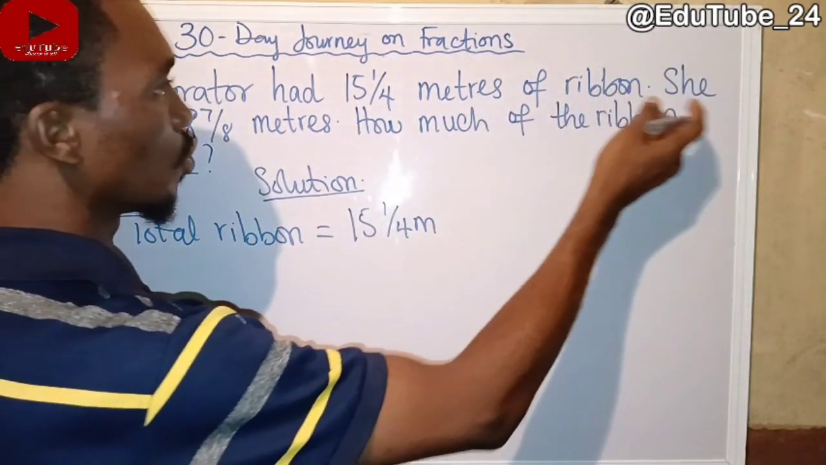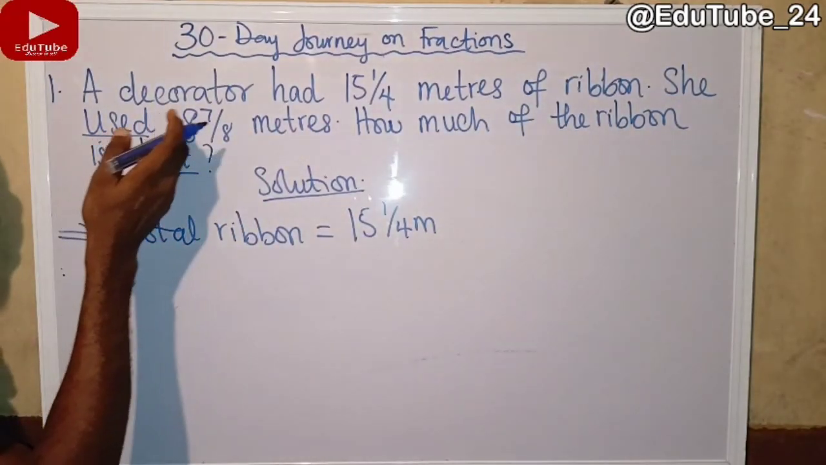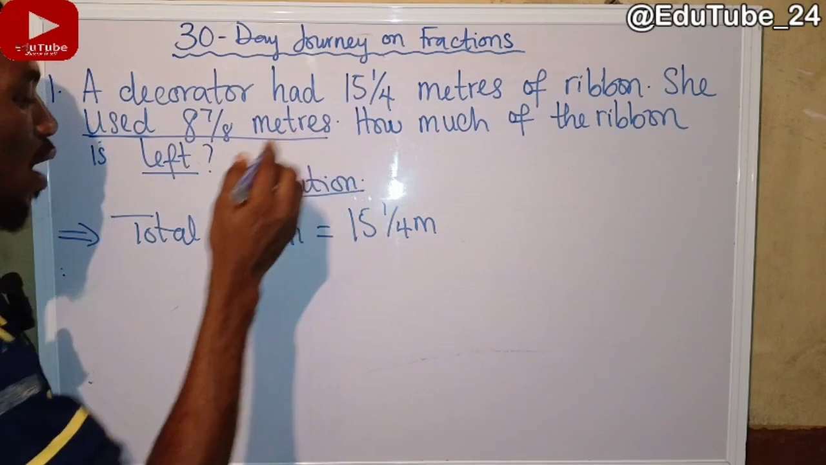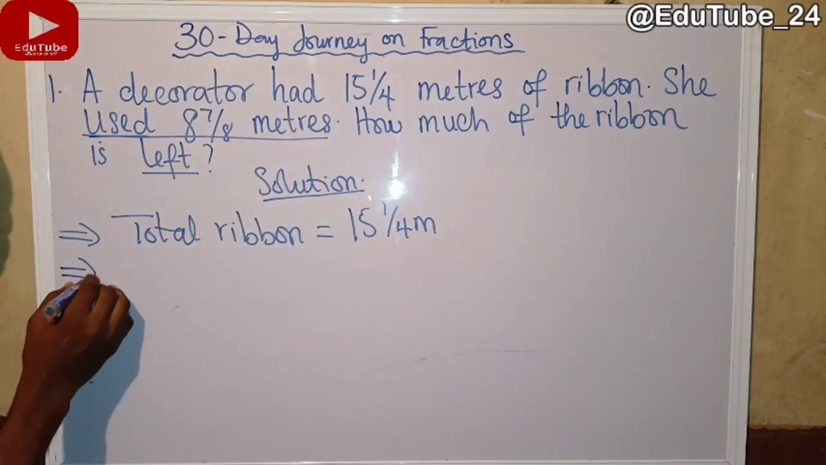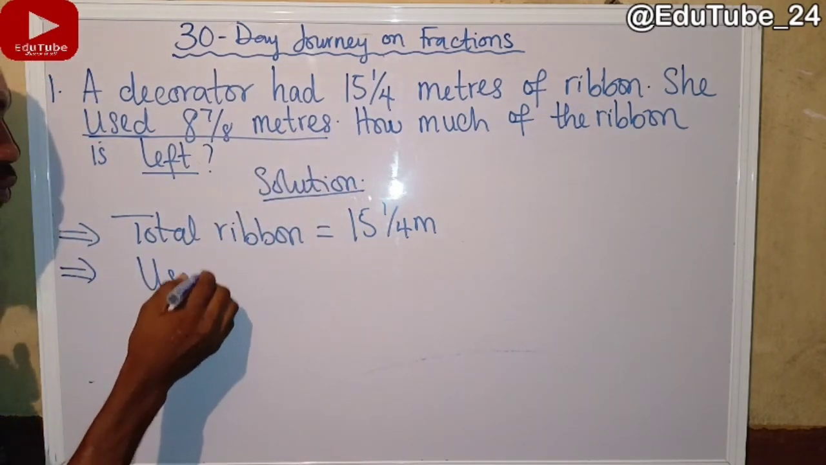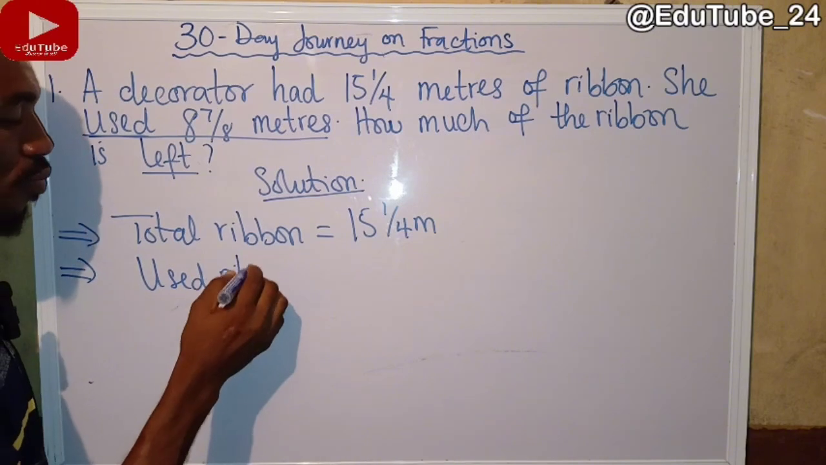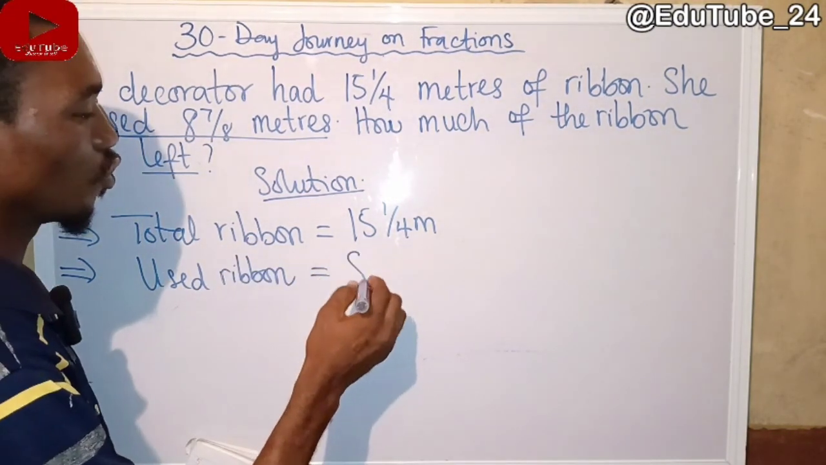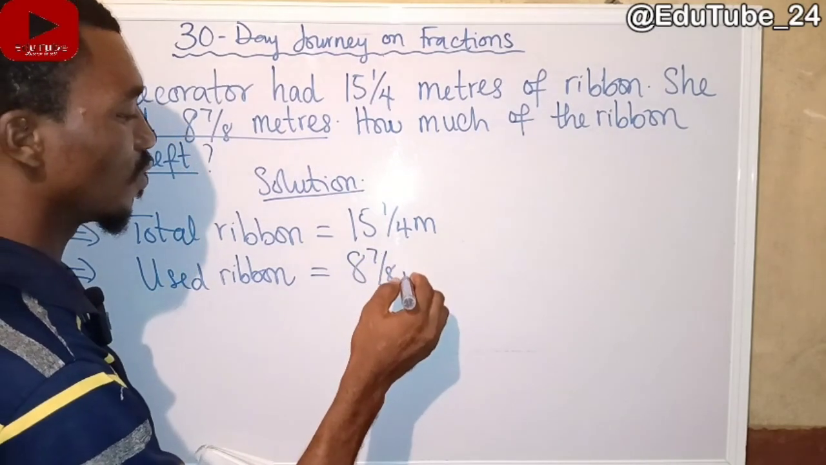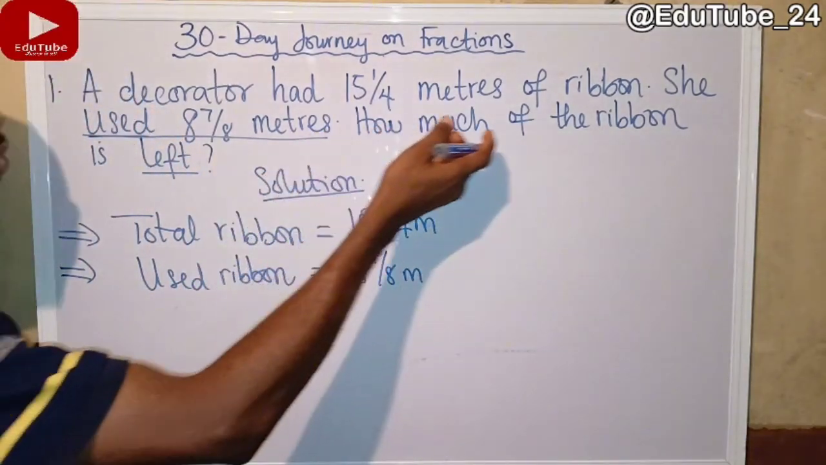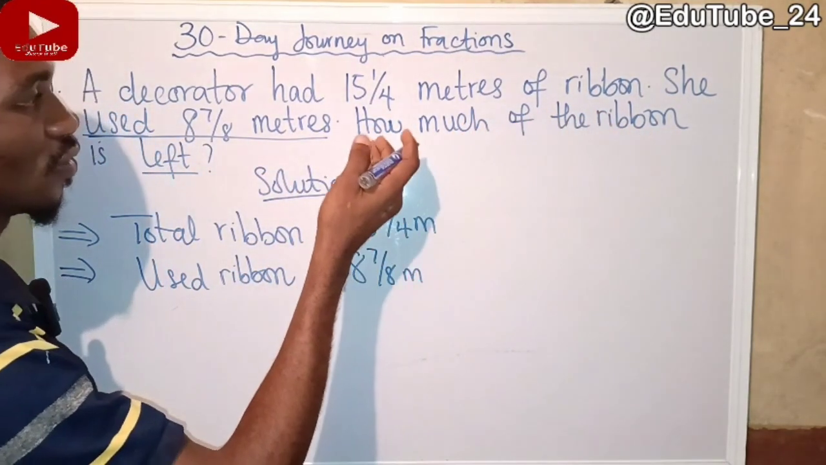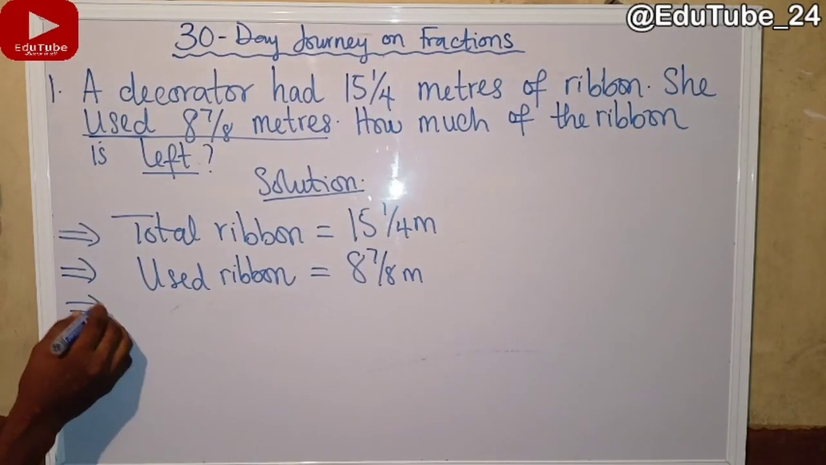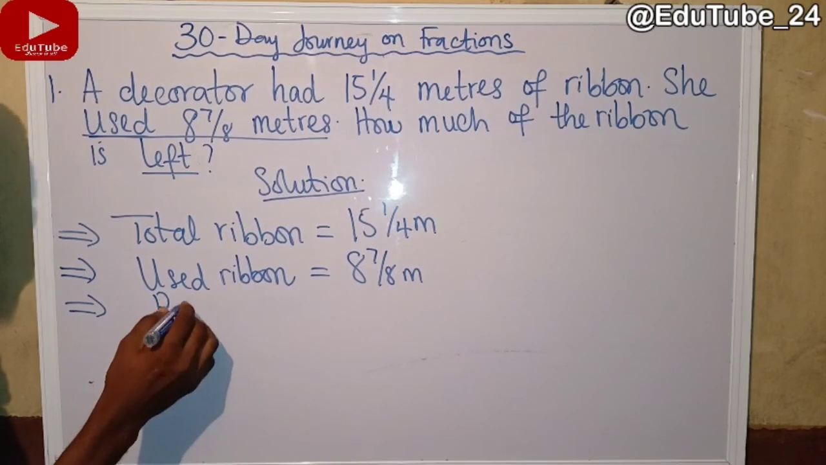Then let's proceed on to the question. It says she used 8 and 7/8 meters. So I'm going to interpret this as used ribbon. So the used ribbon is 8 and 7/8 meters. And then proceeding on to the next part of the sentence, it says how much of the ribbon is left. And that is going to be interpreted as ribbon left.